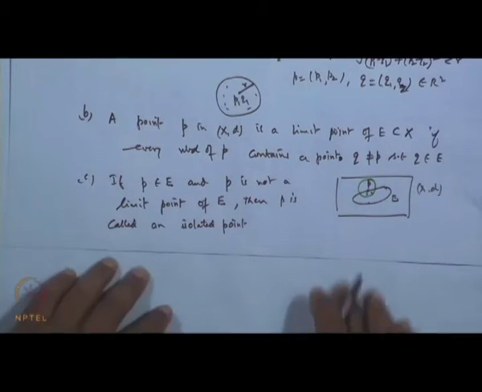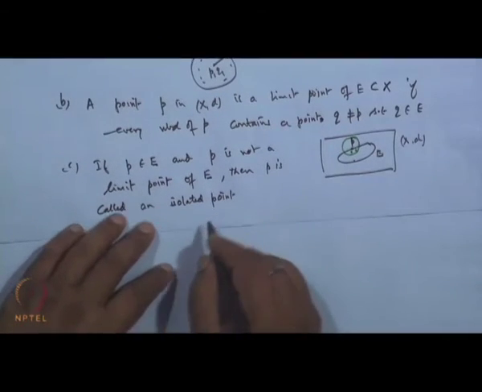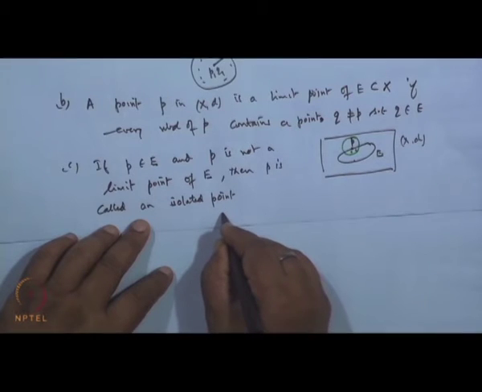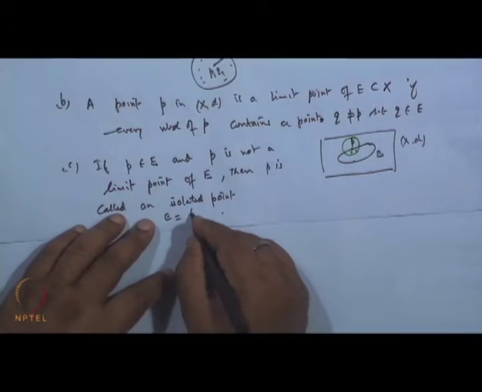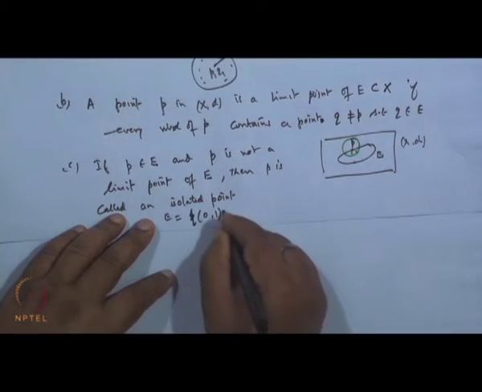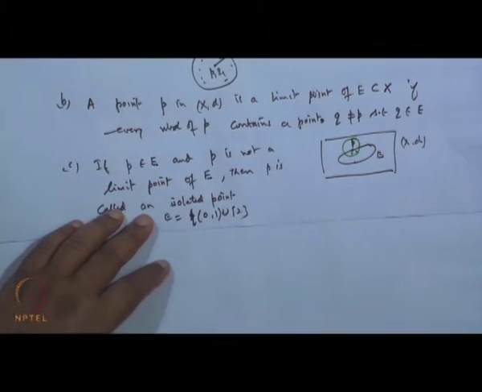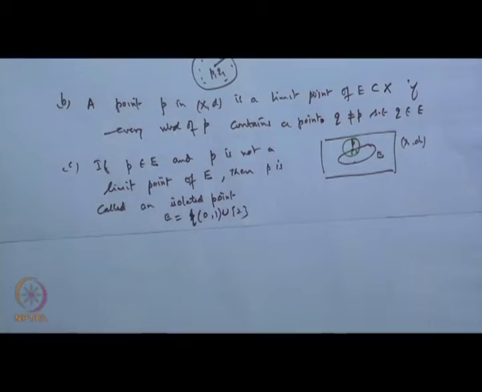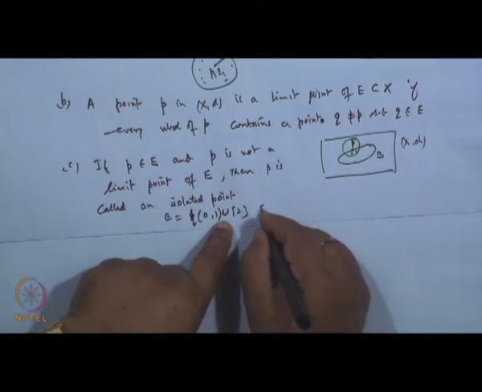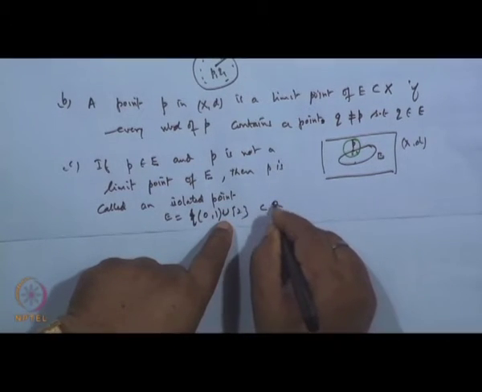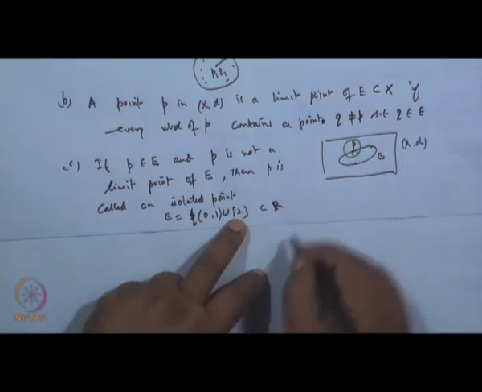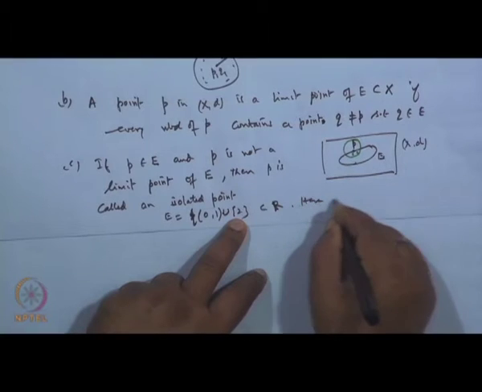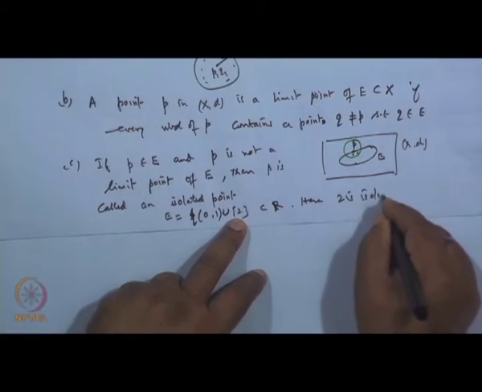Isolated point. For example, suppose I consider the set E as this. Suppose I take set E as the set 0 1 union the point 2, in R, a subset of R. So, an interval and a point.